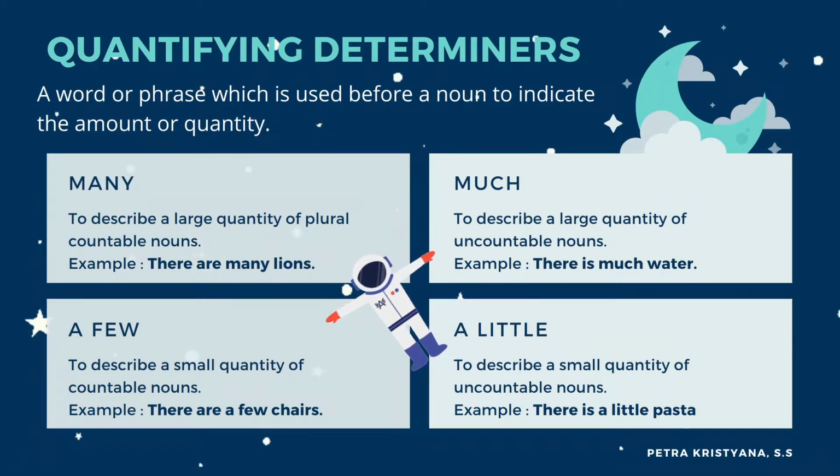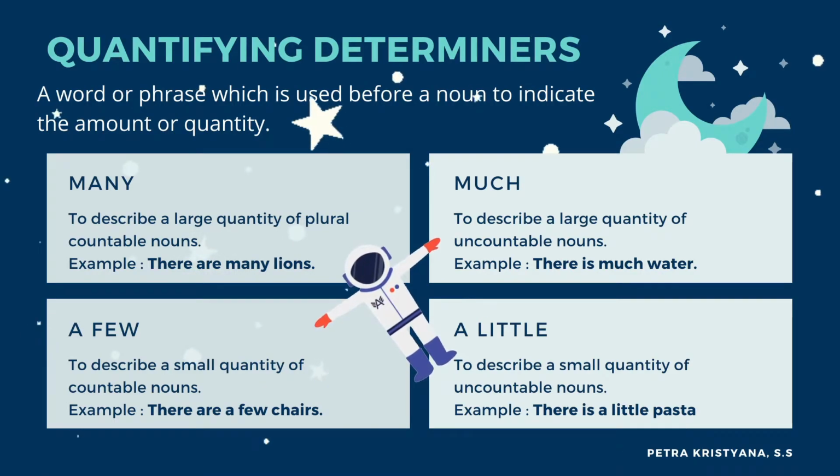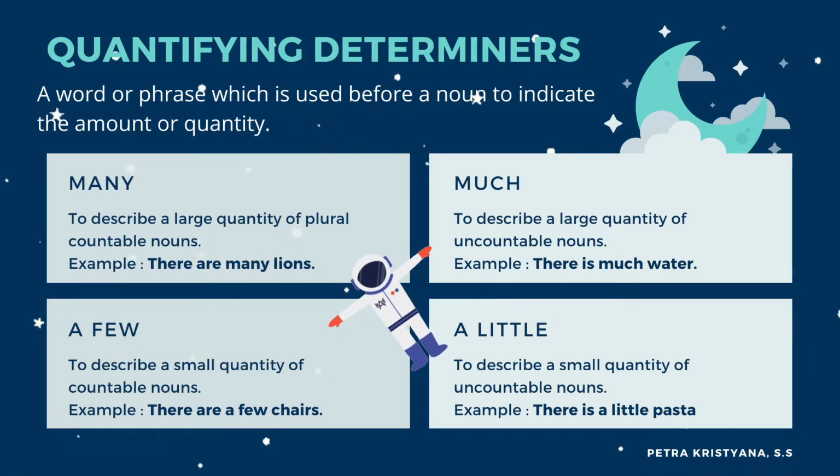So the next one, we will learn about the quantifying determiners. It is a word or phrase which is used before a noun to indicate the amount or quantity. Ya, jadi quantifying determiners adalah sebuah kata atau kalimat yang digunakan sebelum kata benda untuk memastikan jumlah suatu benda atau kualitas suatu benda. So you must remember all of these rules and also the words.